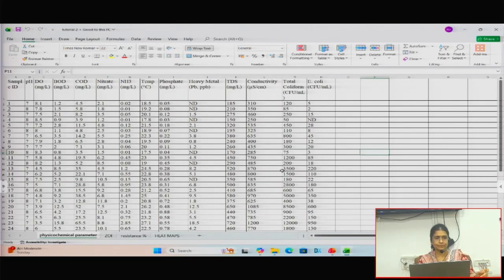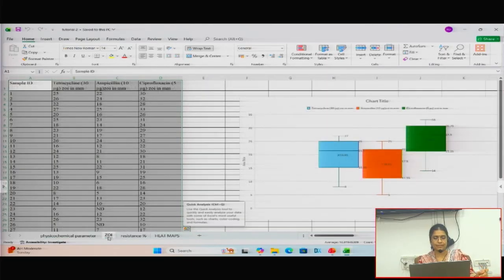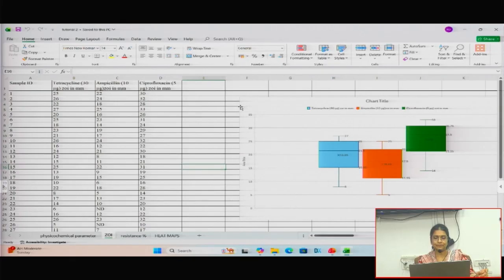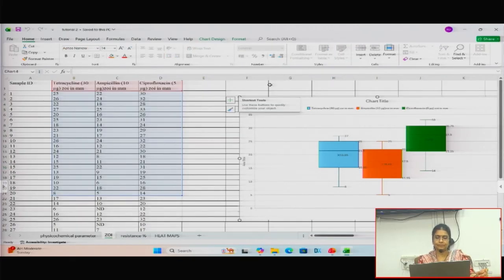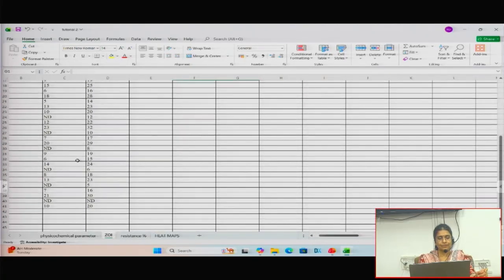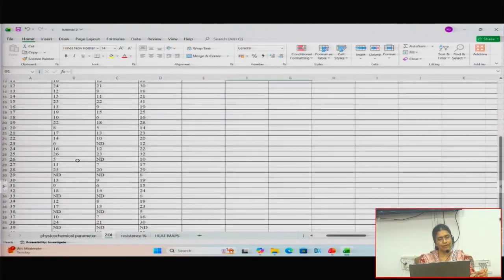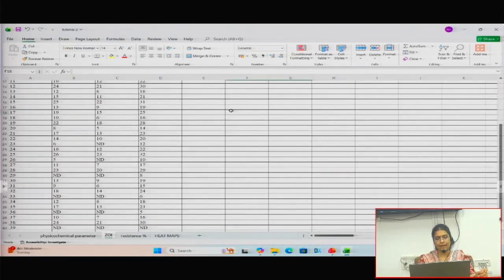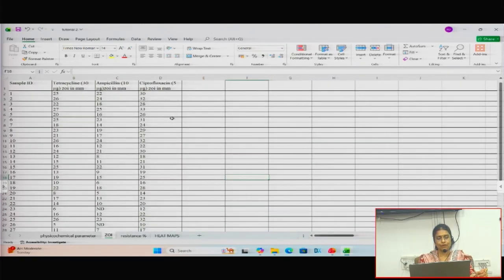All good here? Now go to your second sheet, which is the zone of inhibition. You have some data there? So here, again for the 40 samples, I have data for 3 antibiotics. All right. And the associated ZOI values, or zone of inhibition values, are given there.